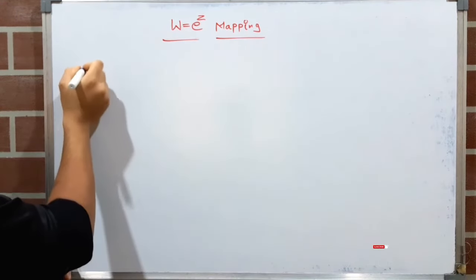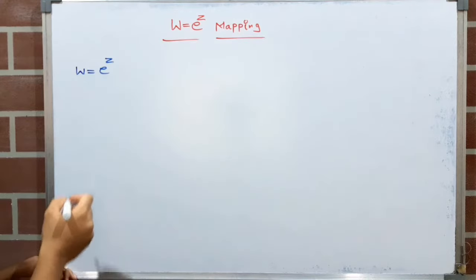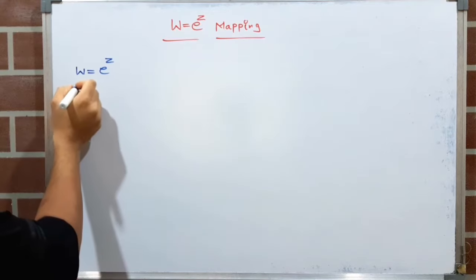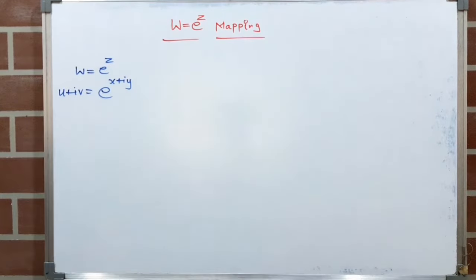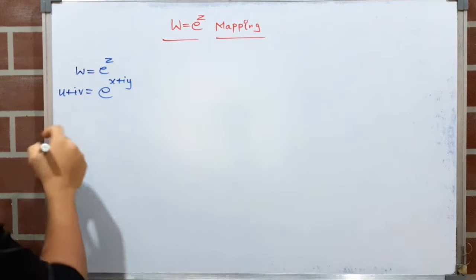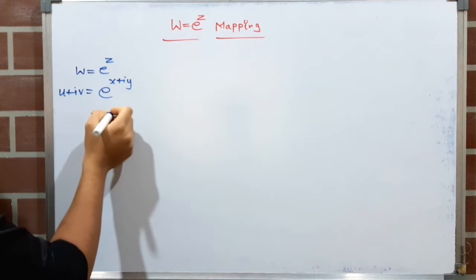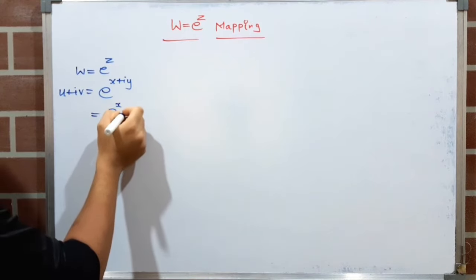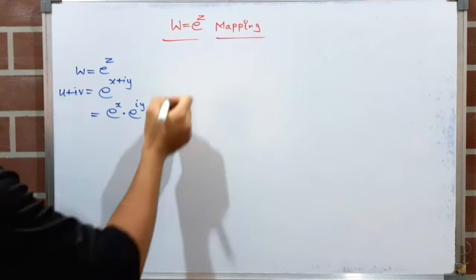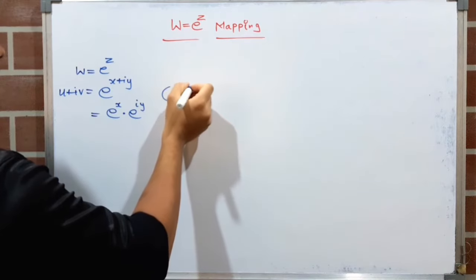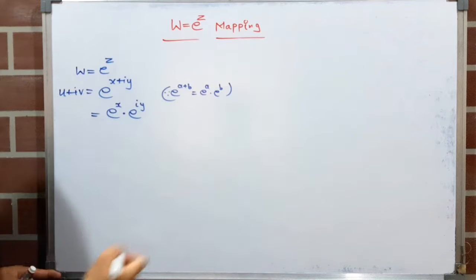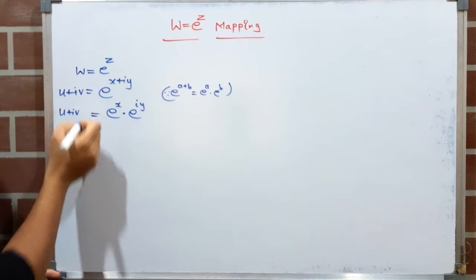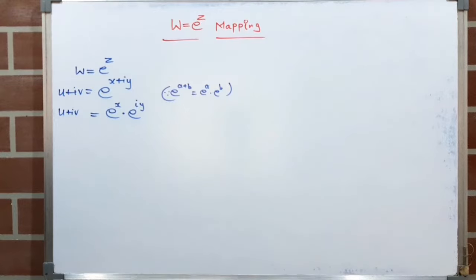So here W is given, that is W equals e raised to z. Now what is W? W is u plus iv. And what is z? Z is x plus iy. So W and Z are basic terms, so we have written this. Okay. Now this e raised to x plus iy can be written as e raised to x into e raised to iy, because you know the power rule: e to the power a plus b can be written as e raised to a into e raised to b. Okay. So this is u plus iv equals e raised to x into e raised to iy.